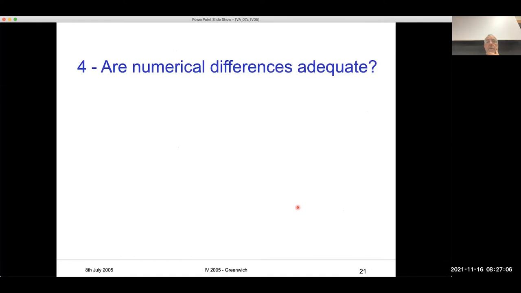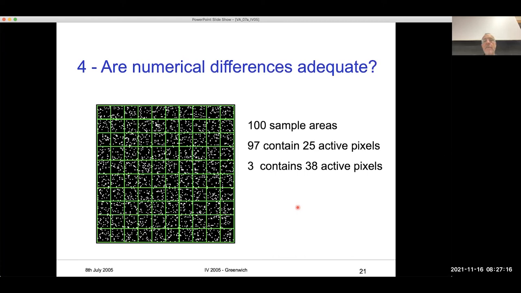And the question that we got that time was, are numerical differences adequate? I'll show you an example. Here we have 100 sample areas. They are 8 by 8 pixels. And 97 of them contain 25 active pixels. 3 of them contain 38 active pixels. So there is a huge difference between 25 and 38.